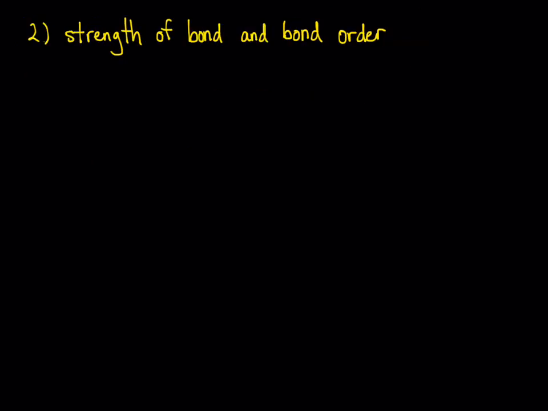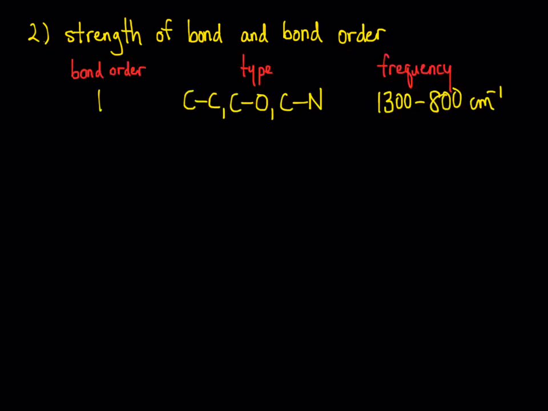The strength of the bond, or bond order, also has an impact on frequency. Consider a bond order of 1. We can have a carbon-carbon bond, carbon-oxygen, or carbon-nitrogen single bonds with frequencies in the range of 1300 to 800 reciprocal centimeters.